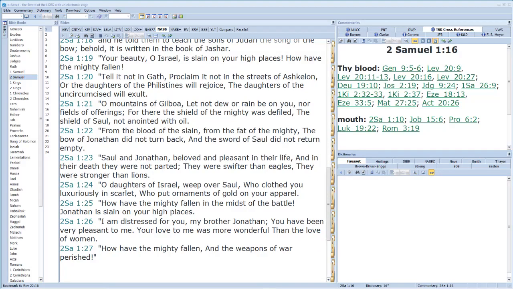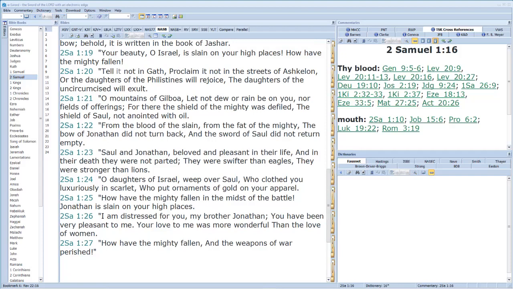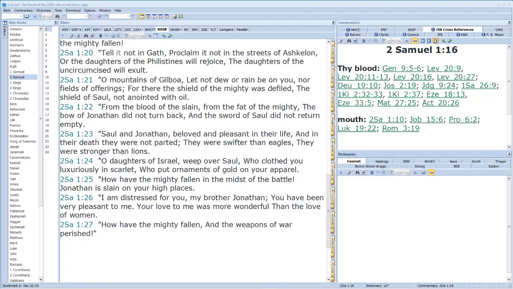And so basically, David says, I'm going to sing this lament, but it's not for the Philistines. It's not so the Philistines can rejoice and be happy. It's a lament. It's to make whoever sings it feel bad, not feel happy. And so he points that out in the beginning of his song.